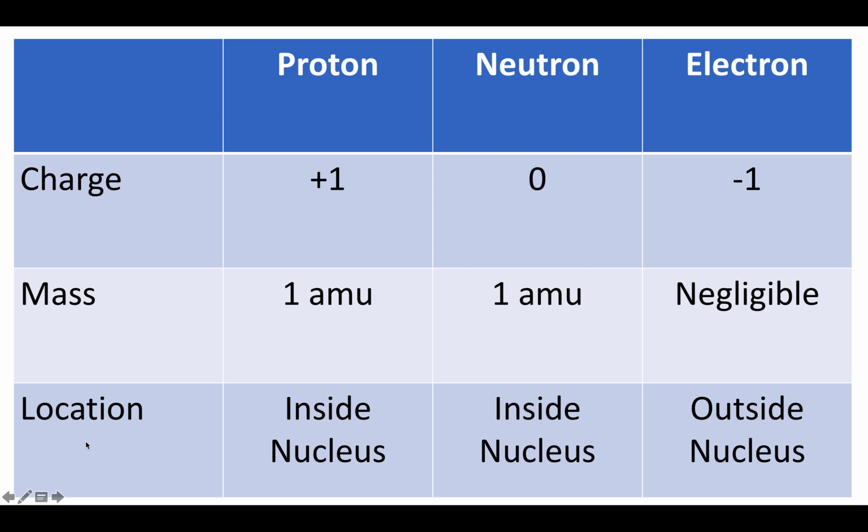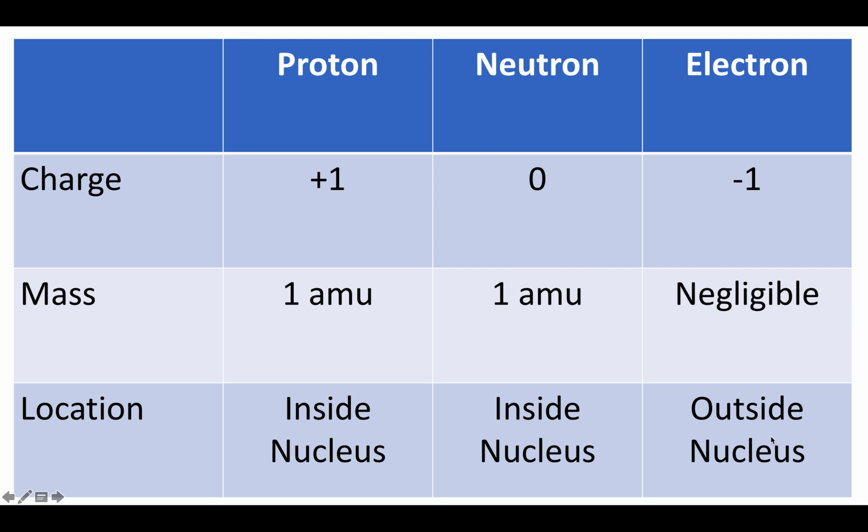The third thing you want to know is where these particles are located inside of an atom. The proton is located inside what's called the nucleus. This is the center of an atom. If you were to compare an atom to the solar system, this would be the sun, the nucleus. Inside of it are the protons. You also have neutrons inside of that nucleus, and orbiting around it, almost like planets around the sun, are the electrons. Those are outside of the nucleus.